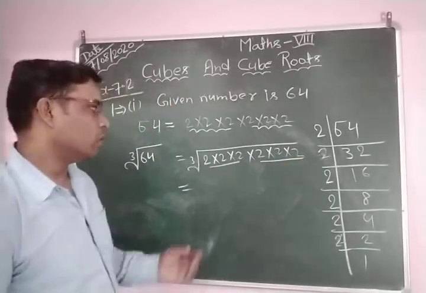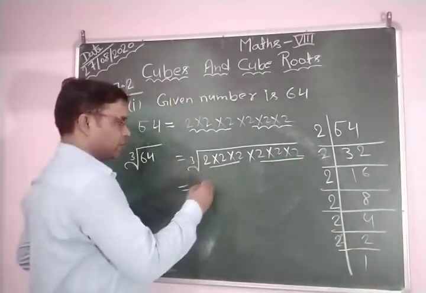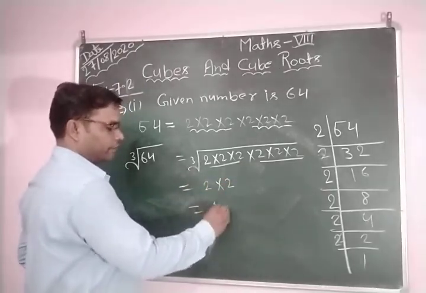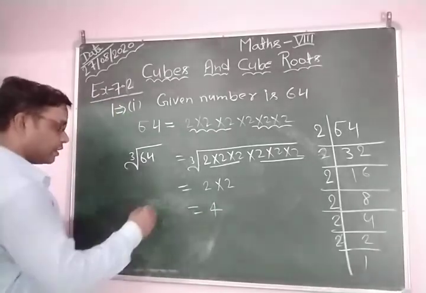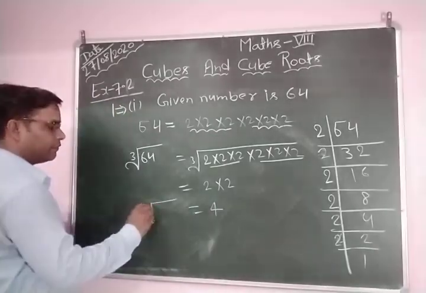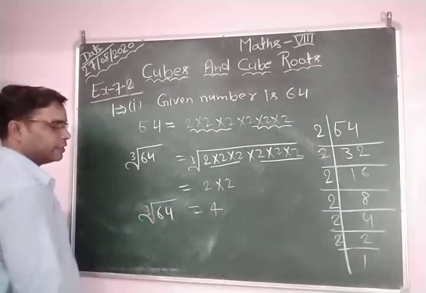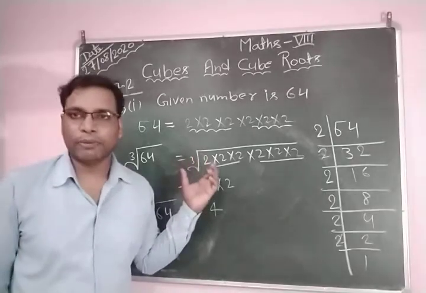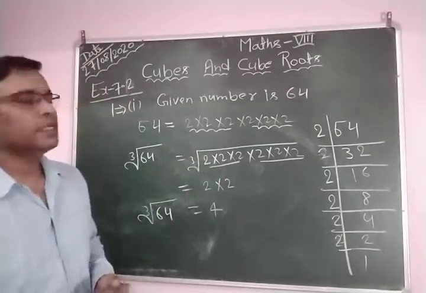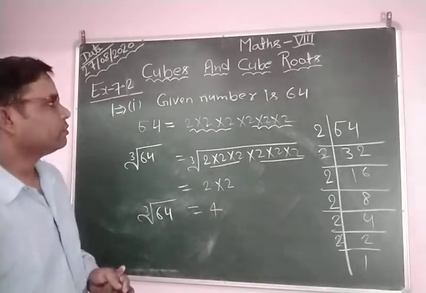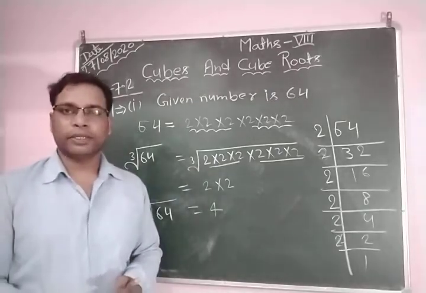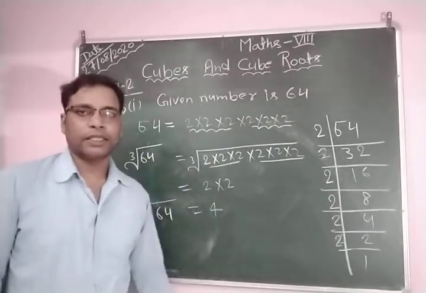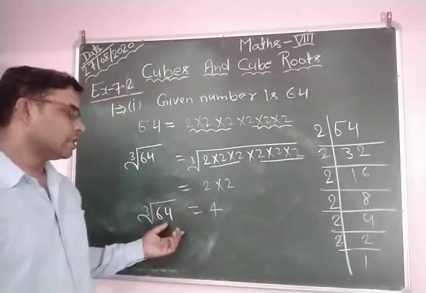So we take one number from each group. 2 into 2 is equal to 4. So you can see here the cube root of 64 is equal to 4. Students, I hope all of you understood this question, how to find the cube root of any given number. Here the given number is 64, and in this way you can find that the cube root of 64 is 4.